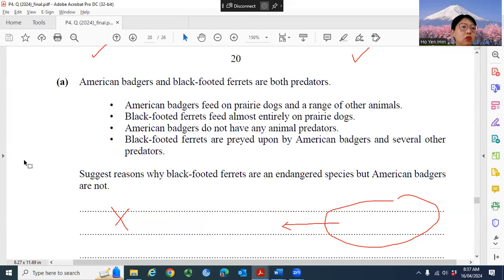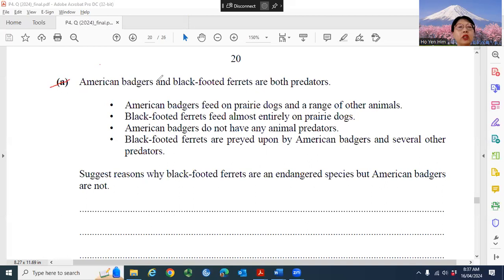So the question asks a student, American badgers and black-footed ferrets are both predators. These are very important information. American badgers feed on prairie dogs and a range of other animals. Black-footed ferrets feed entirely on prairie dogs. American badgers do not have any animal predators, whereas black-footed ferrets are preyed upon by American badgers and several other predators.